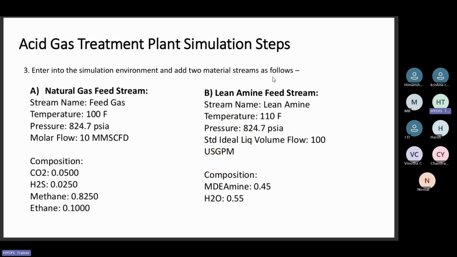Then we will be entering into the simulation environment. There we will first be simulating two material streams. The first one is the natural gas feed stream, and the second one is obviously the lean amine feed stream. These are the conditions and the compositions for the natural gas stream as well as the lean amine stream. So take a screenshot of this as well.